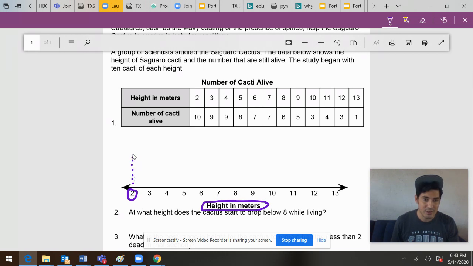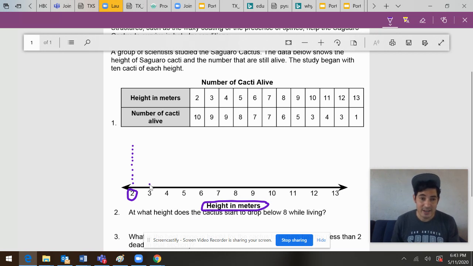Okay, just like we've learned in class, a dot plot is like a graph that shows information that's being repeated using dots. Okay, so I have 1, 2, 3, 4, 5, 6, 7, 8, 9, 10. Now, when you record these, you kind of want to keep them in line if they're the same. Like the 3 meter plants and the 4 meter plants, they both had the same number of plants alive.